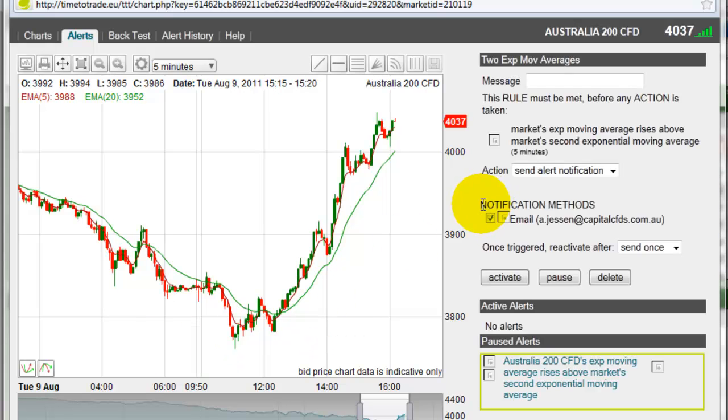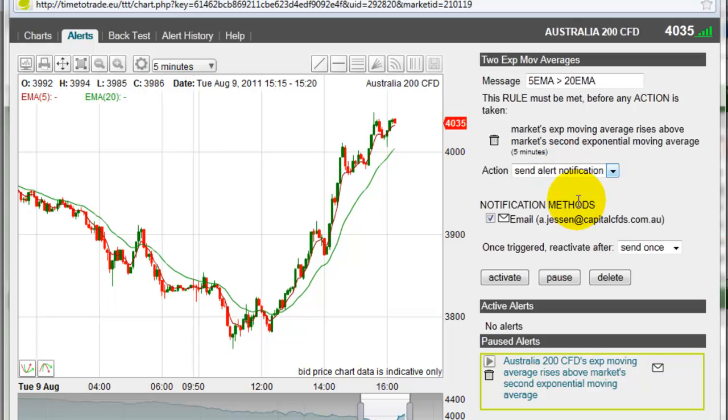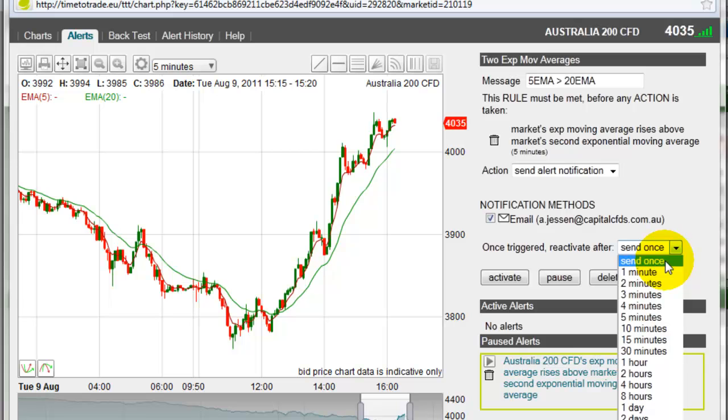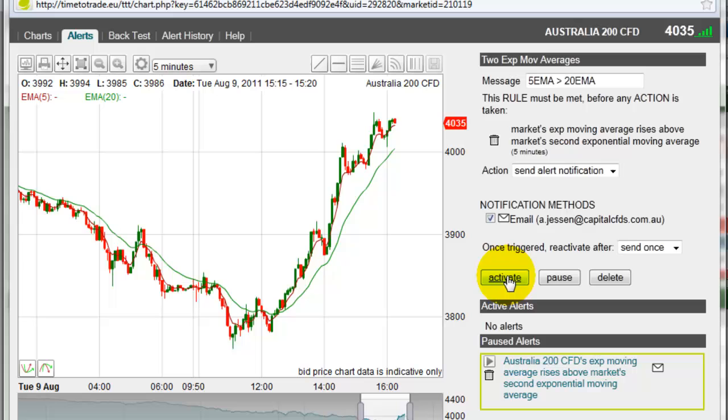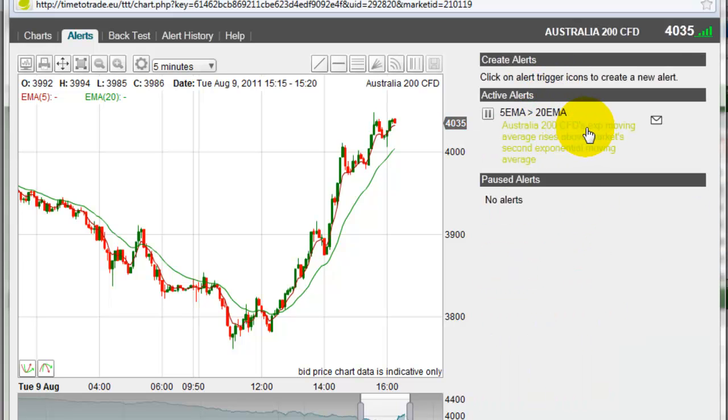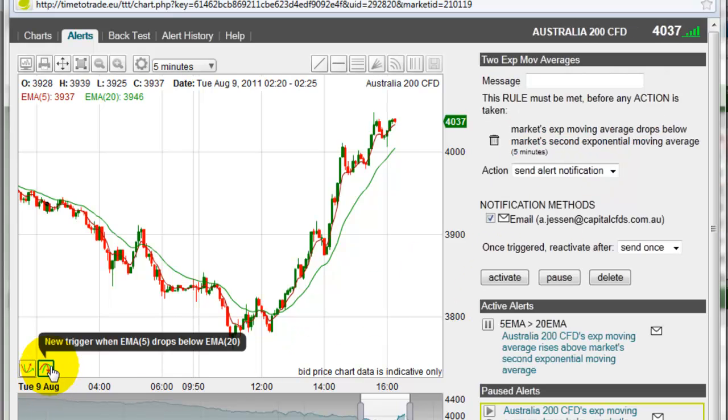So let me show you how to place that. You can say the 5 EMA greater than 20 EMA. That's the note that you write for yourself. And if we move down here, you'll notice that I've got selected the email address, and once triggered, reactivate after either send once, or you can do it after so many minutes or so many hours there. So we click on activate, and what that'll do is it'll notify me anytime the 5-period moving average crosses over that, and we might use one just to get on the other side as well.